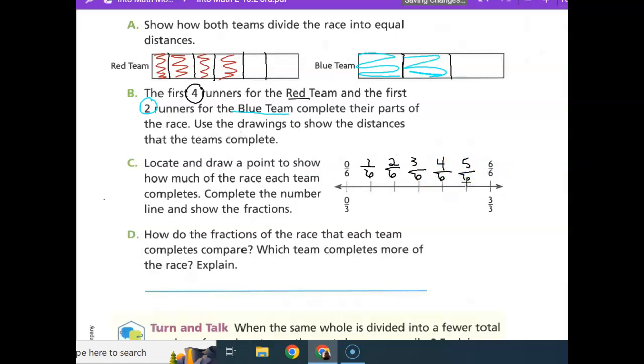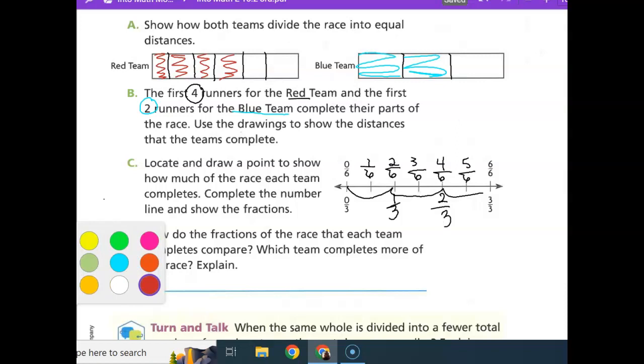Now, on the bottom, we have thirds. So what will help us divide this into thirds? Well, if we go 1, 2, 3. So at 2/6, we're going to write 1/3. At 4/6, we're going to write 2/3. And we know that the red team did 4/6. So we're going to put a red dot at 4/6. And the blue team did 2/3.